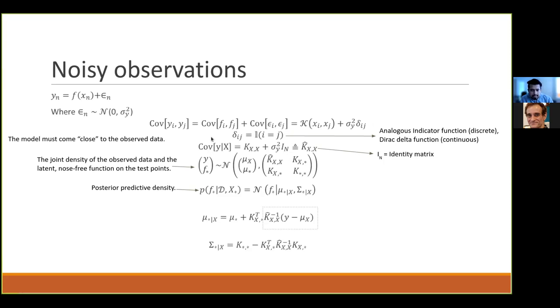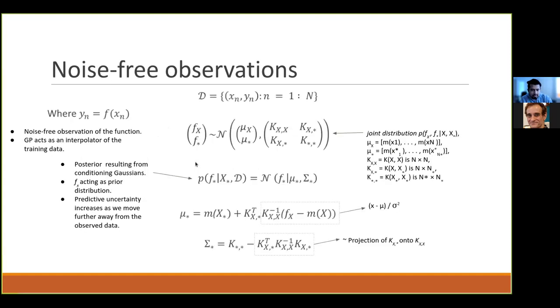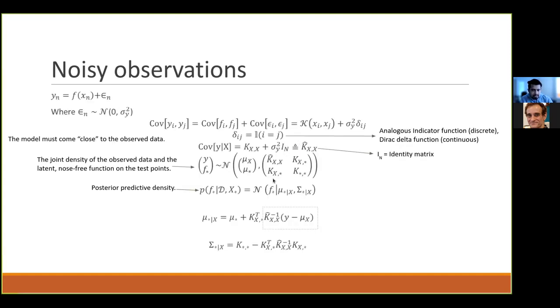In that case, this delta that is associated with the error term is analogous to the indicator function if it is discrete, or the Dirac delta function if it is continuous. Now the model must come close to the observed data, but it doesn't necessarily have to match the observed data exactly. This covariance matrix can be represented like that. Again, for the joint distribution that we saw previously, for the error case it would be like this one. And similarly, the posterior predictive density is similar to the previous slide.